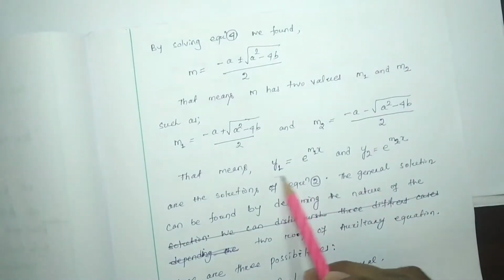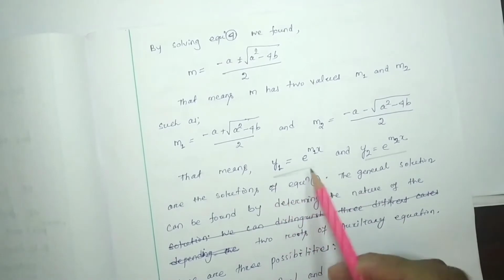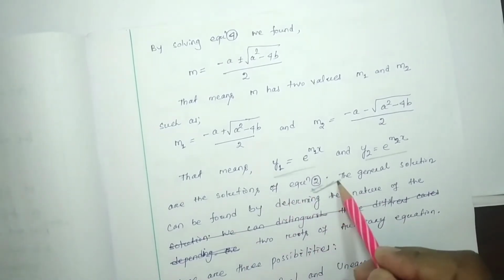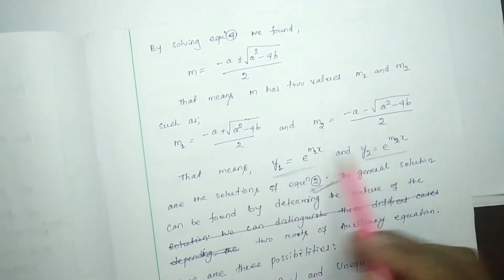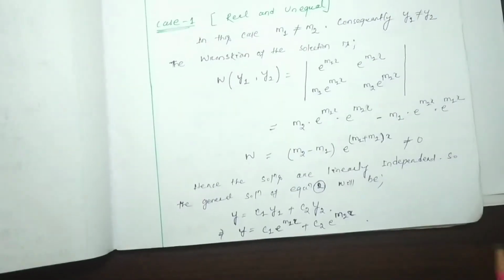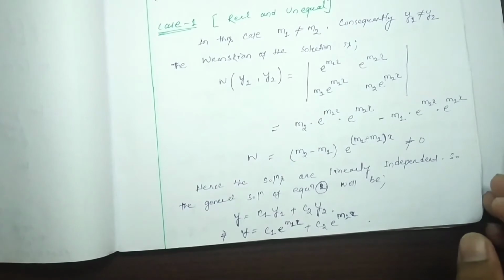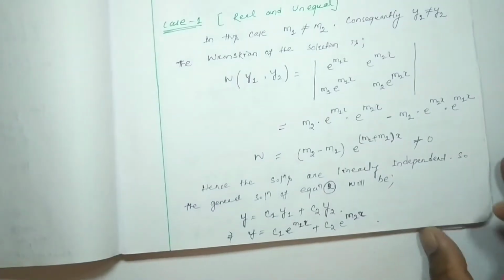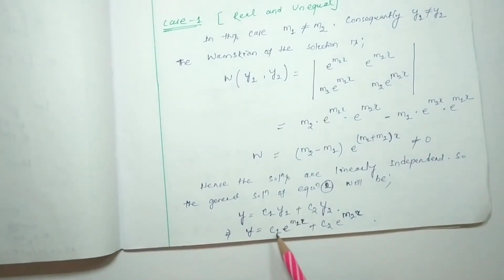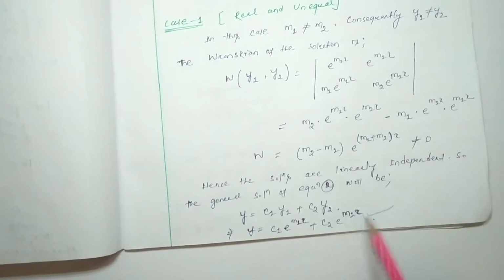These are the two solutions of equation number 2, and it is a linear combination, because Wronskian not equal to 0 means both are linearly independent. As both are linearly independent, their linear combination, that is y equal to c1 e to the m1x plus c2 e to the m2x, is also a solution of equation number 2.